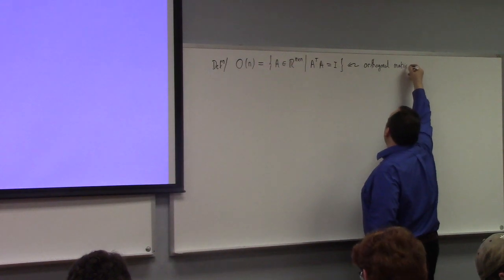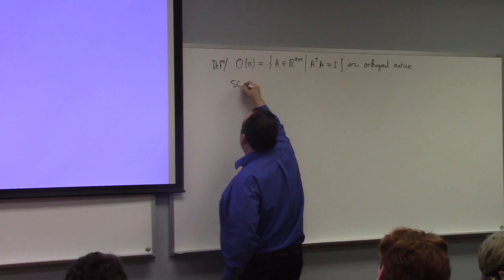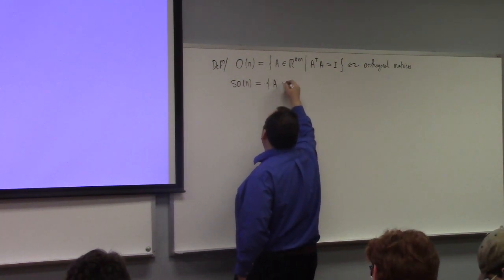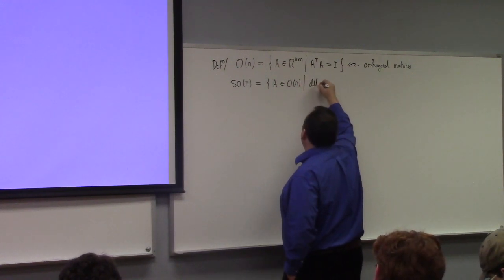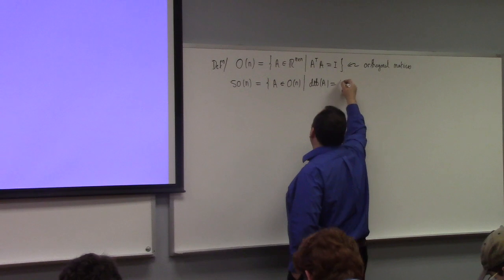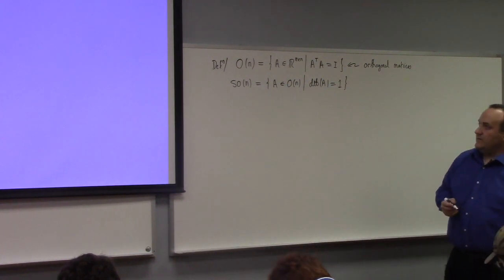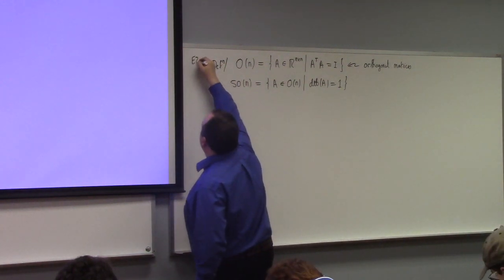Orthogonal matrices. There's also something called SO(n). These are the special orthogonal matrices. So here what you have is A in O(n) such that the determinant of A is equal to 1. See, so notice, what's the deal for orthogonal matrices?